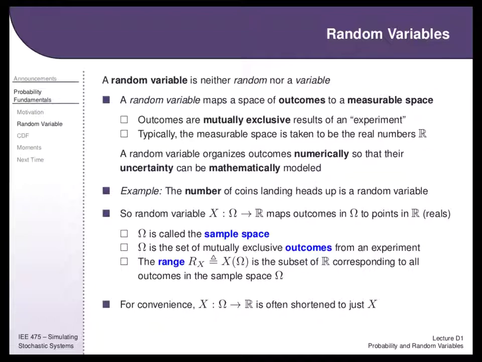We call those outcomes the so-called sample space. We'll use this omega for that. And all of those outcomes are mutually exclusive, so they can't both occur at the same time. And we refer to the range of the random variable as the set of numbers in the real line that correspond to all of the outcomes. So if I take every possible thing that can happen, and I see every possible number that can be mapped to that thing, those set of numbers is the range of the random variable. So that's sort of formally how we define a random variable.